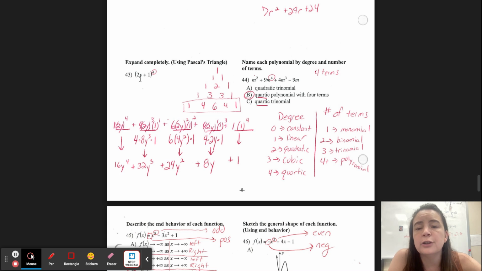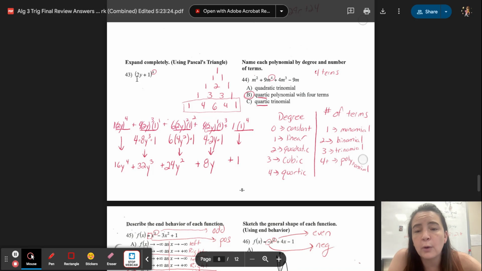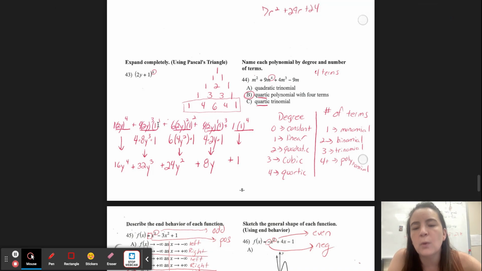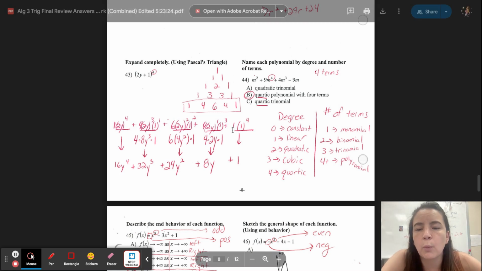And then what you're going to do is take each of these terms, so 2y, and raise it to the power and then keep going one less. So I have 2y to the 4th, 2y to the 3rd, 2y to the 2nd, 2y to the 1st, 2y to the 0th we don't write. And then I go the other way. I have 1 to the 4th here, 1 to the 3rd, 1 to the 2nd, 1 to the 1st, 1 to the 0th, but I don't write it. So you can see it goes kind of like both ways.